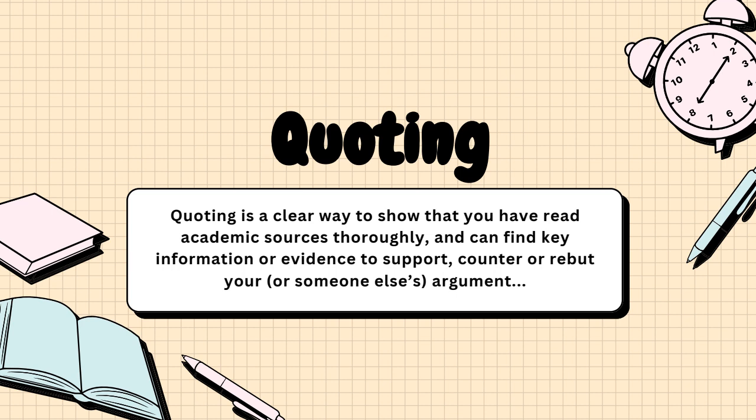So to get straight into it, quoting is one of the key elements that is used in academic writing. And we generally use it in a way where we want to emphasize exactly what an author has said, the way they said it. And we want to then give a reference to a specific phrase or line or sentence from an article, the way the author gave it, and we would then put it in quotation marks. So quoting is a clear way to show that you have read the academic sources thoroughly.